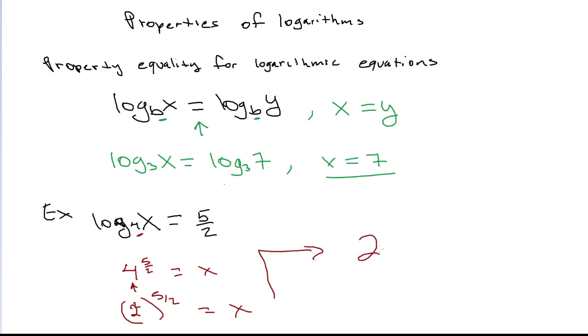So remember that when we have an exponent raised to another exponent, we can multiply those two. So I'll get 10 over 2 is equal to x. And 10 over 2 is 5, so 2 to the 5th equals x. Well, we know that 2 to the 5th is equal to 32. So x is equal to 32. Okay, I hope that makes sense. Let's do a couple more problems like this, just to get started.